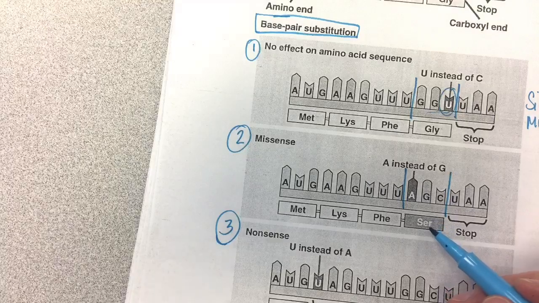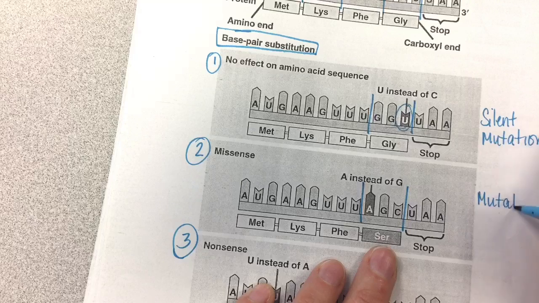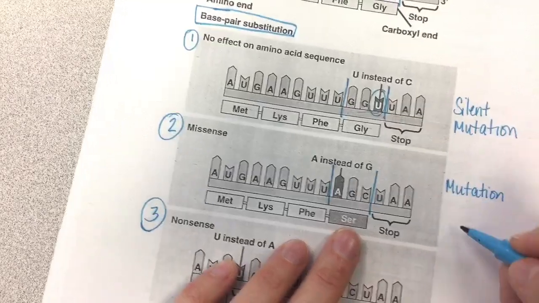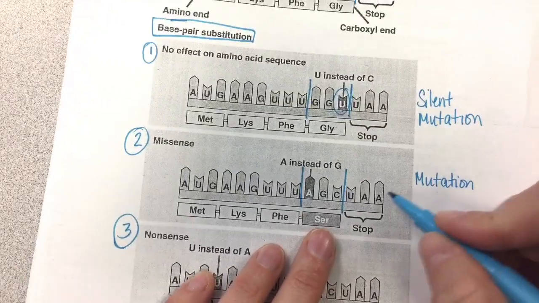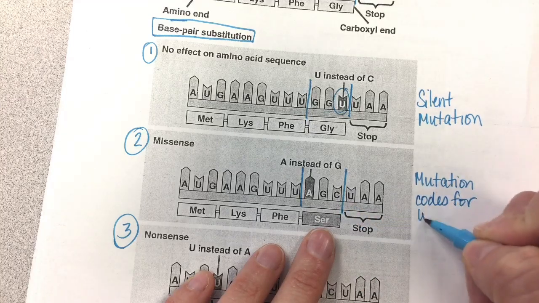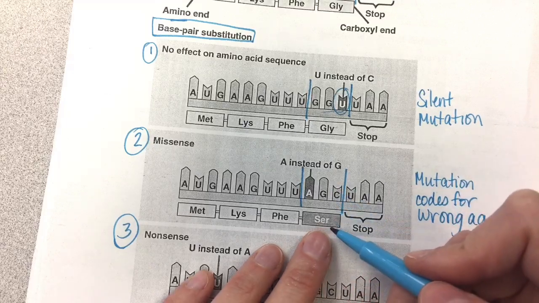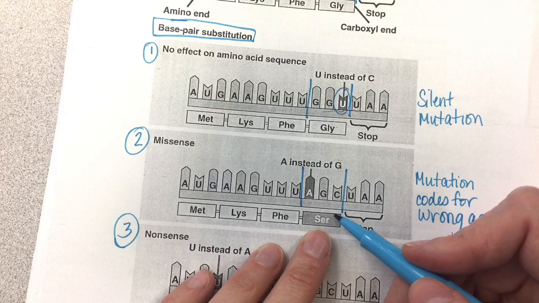Missense codes for the wrong amino acid. So the mutation, when it happens, codes for the wrong amino acid. So you have an amino acid there, it's just the wrong amino acid. Instead of glycine, it's serine.